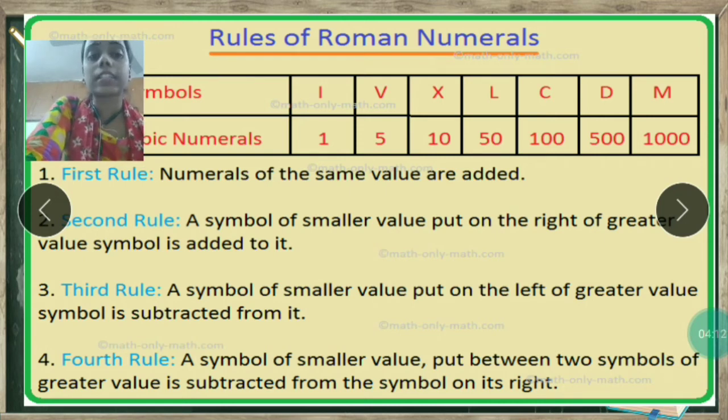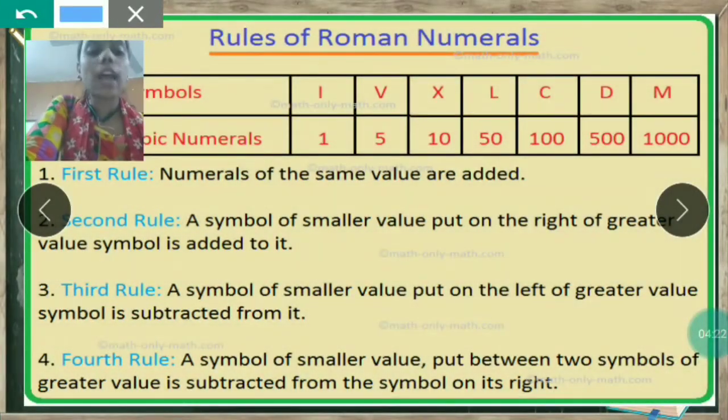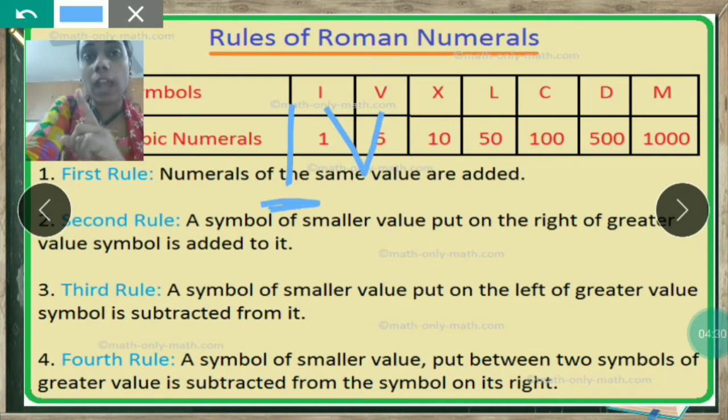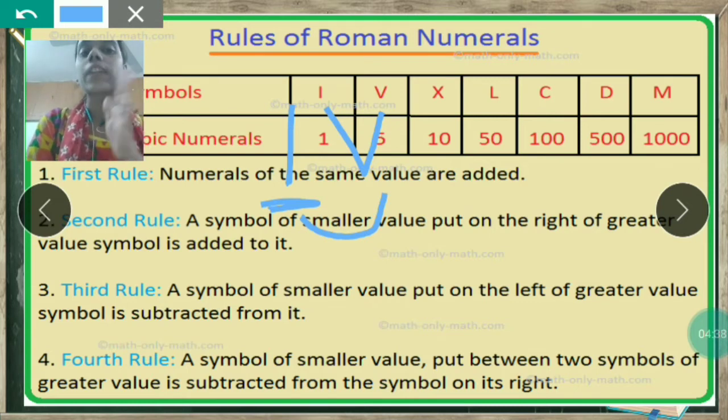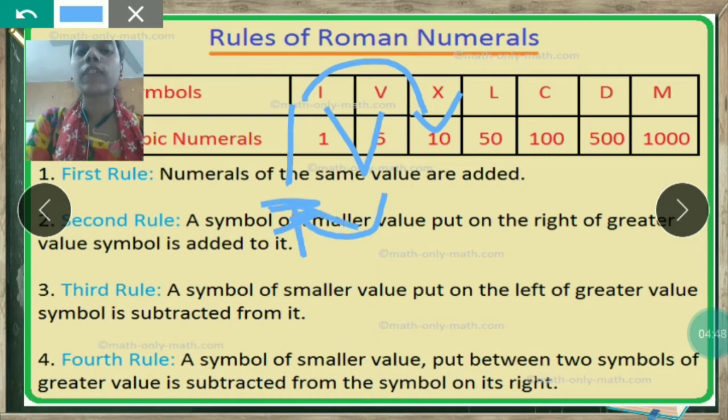Rule number 3 tells us that if a symbol of smaller value is put on the left of a symbol of greater value, the smaller value is subtracted from it. So what does it mean? See the example here. If I am writing the number 4, I am writing I and V, student. The value of I is 1 and the value of V is 5. But the smaller value is written to the left of the greater value. In that case, we will subtract it. We will not add it. If it is written on the right side, then we will add it. But if the smaller value is written to the left side of the greater value, then we will subtract it.